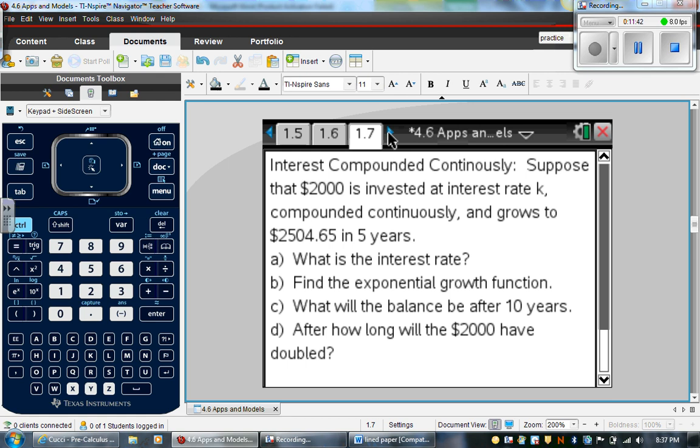Okay, so interest compounded continuously. Suppose that $2,000 is invested at an interest rate of k, compounded continuously, and it grows to be $2,504.65 in 5 years. A, what is the interest rate? B, find the exponential growth function. C, what will the balance be after 10 years? And D, how long will it take the 2,000 to double?